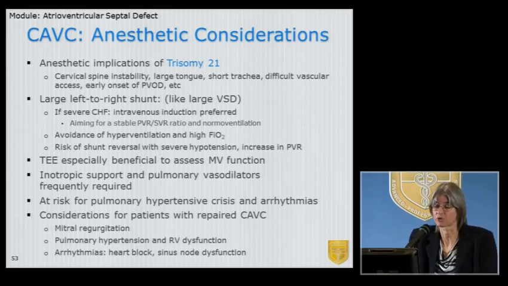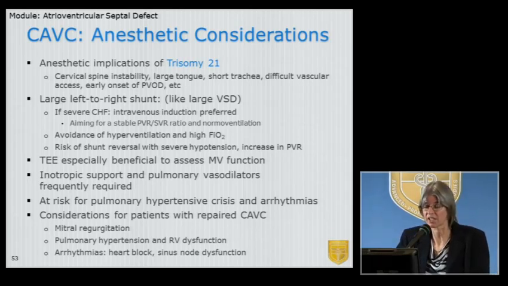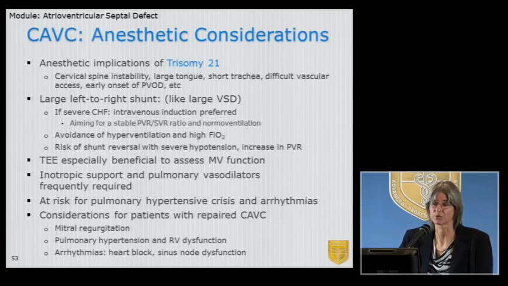Often they require inotropic support and some pulmonary vasodilators. And these kids, because they had high pulmonary artery pressures, are at risk for pulmonary hypertensive crisis and arrhythmias, especially in the immediate perioperative period. So be aware. You have to be very careful when you suction them after bypass. Keep them deep. Make sure that they are adequately hyperoxygenated.